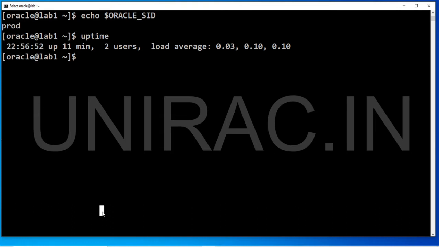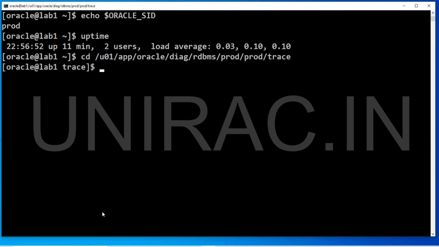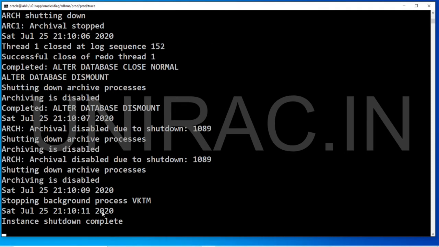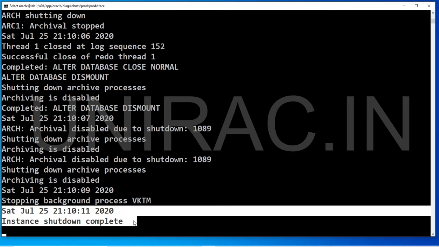Also verify from your alert log. Go to the alert log. Under /u01/app/oracle/diag/rdbms/prod/trace, under this location we have our alert log. We can read the last lines with tail -100f. We can read the alert log file. We can see the instance was shut down manually. It was a graceful shutdown.